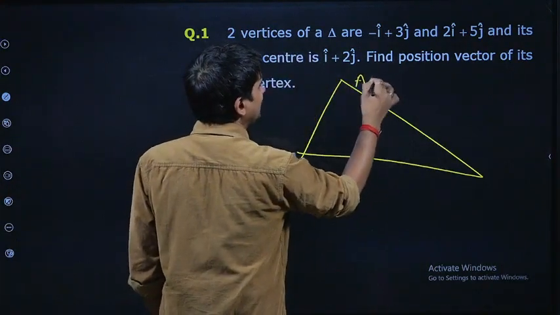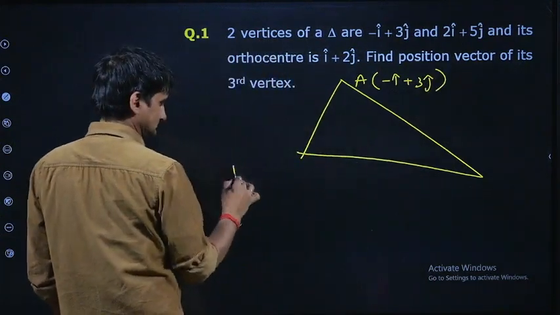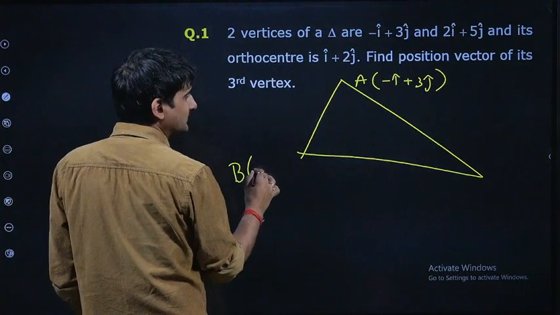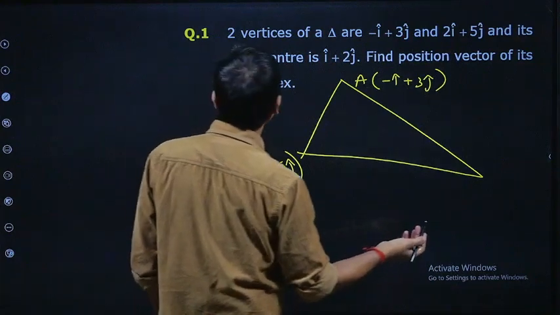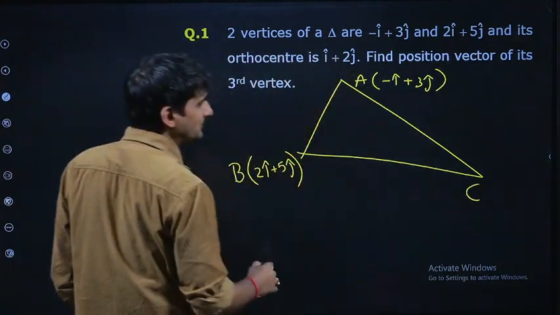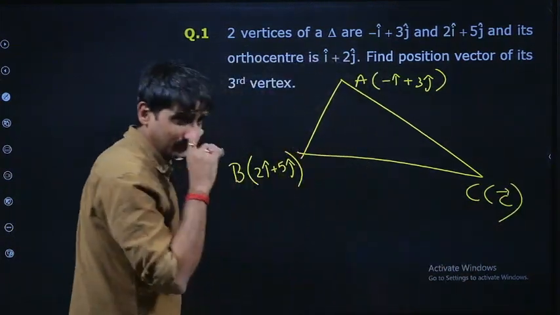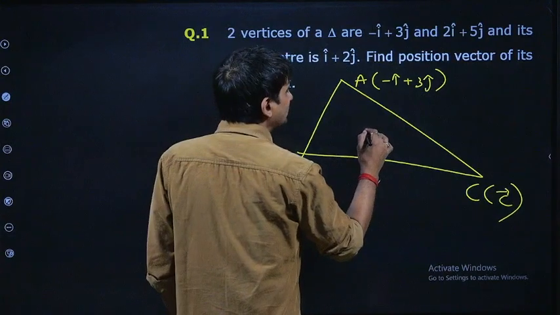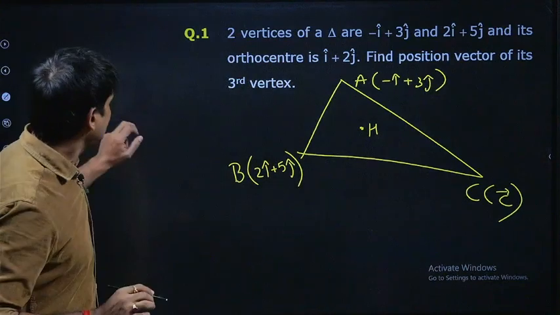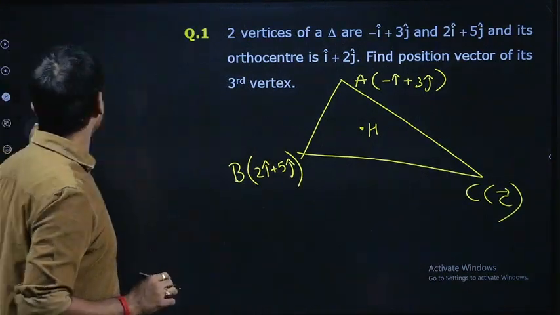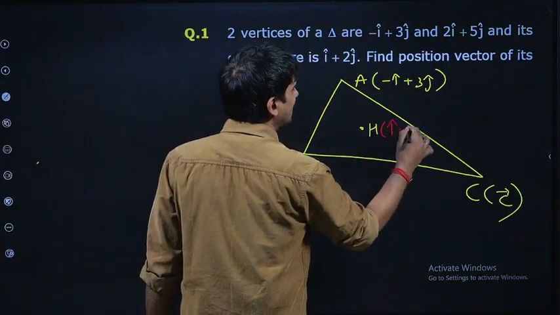Okay, so two vertices of a triangle are given. Vertex A is minus i cap plus 3j cap, vertex B is 2i cap plus 5j cap, and for vertex C, we need to find the position vector of this third vertex. Let's say this is vector C. And the orthocenter is given, which I am representing by H here, whose position vector is i cap plus 2j cap.